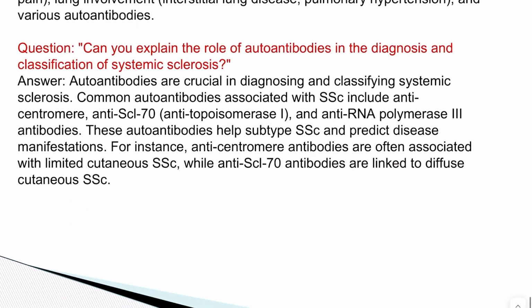Can you explain the role of autoantibodies in the diagnosis and classification of systemic sclerosis? So autoantibodies are actually crucial in diagnosing and classifying systemic sclerosis. Common autoantibodies associated with systemic sclerosis include, as I already explained before, anti-centromere antibodies, anti-Scl-70 or anti-topoisomerase 1, and anti-RNA polymerase 3 antibodies. These autoantibodies help subtype systemic sclerosis and predict disease manifestations. Anti-centromere antibodies are usually associated with limited cutaneous systemic sclerosis, while anti-Scl-70 antibodies are linked to diffuse cutaneous systemic sclerosis.